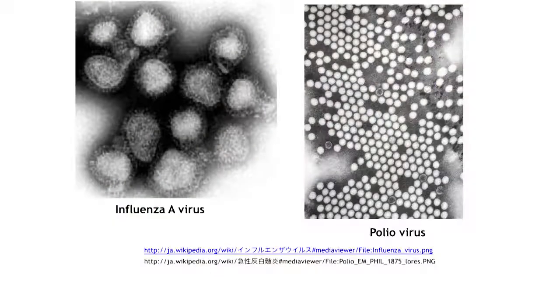For example, influenza virus appears to be an irregular bag with a hairy structure on the surface. On the other hand, poliovirus appears to be a regular icosahedron. However, these particles do not replicate by themselves. How can we detect the replication of viruses?